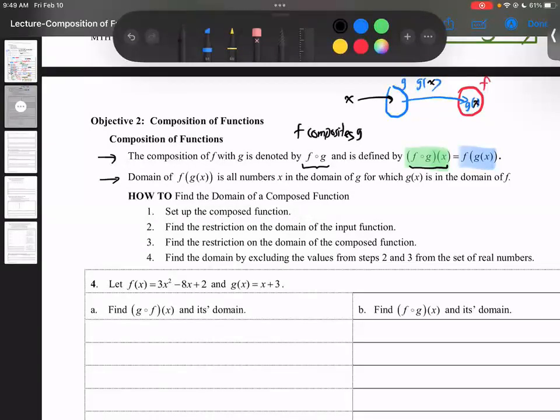And then what does it spit out? f of g of x. So g of x is the input for f. Right now, it's no longer just a number, it's the whole function. That's what they meant by a function inside another function.